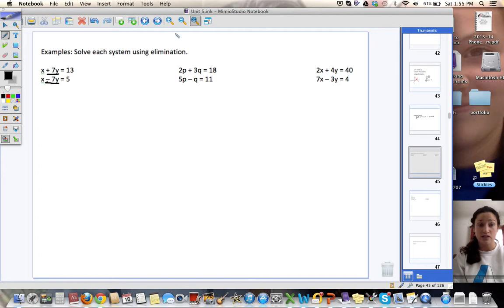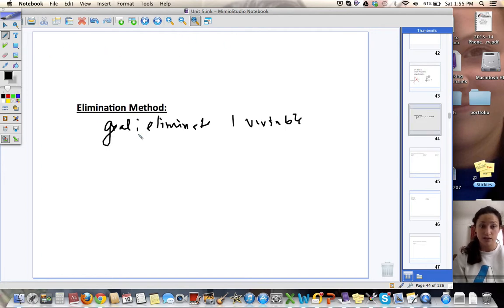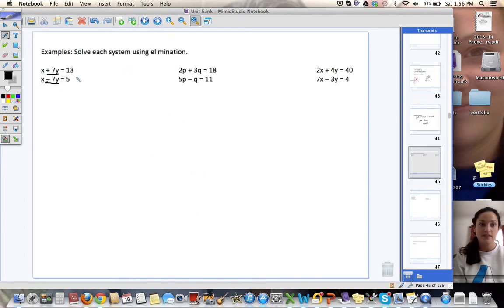Whenever we're doing elimination, we add the equations together. We're always going to add these together. So if I add these two, I don't need to change anything. x plus x is 2x. 7y plus a negative 7y gives me 0y, and this is where the elimination is. I'm eliminating my y here. So now I get 2x equals 13 plus 5, which is 18. Now I'm just solving for x. I divide by 2, and x is going to equal 9.